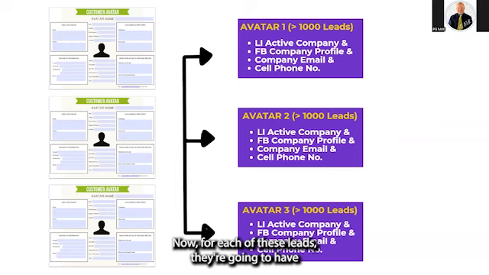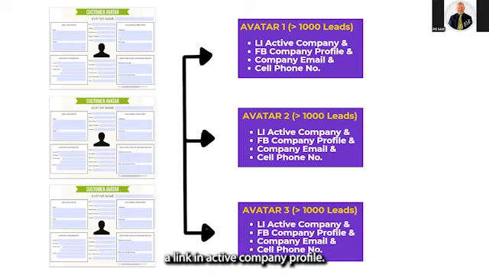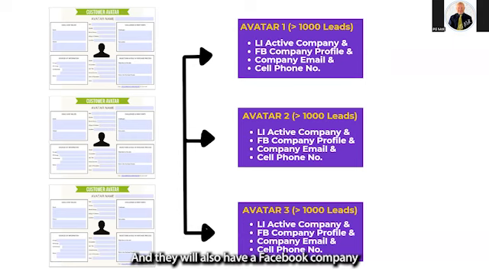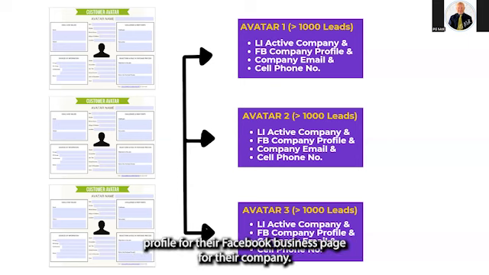Now, for each of these leads, they're going to have a LinkedIn active company profile. What does that mean? It means that the lead has been active, has made at least one post or one comment in the past 30 days on LinkedIn. And they will also have a Facebook company profile for their Facebook business page for their company. They will also have a company email.